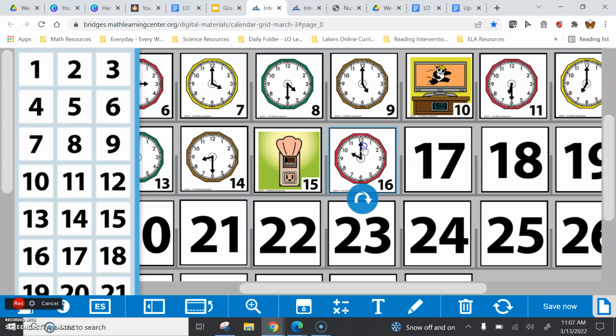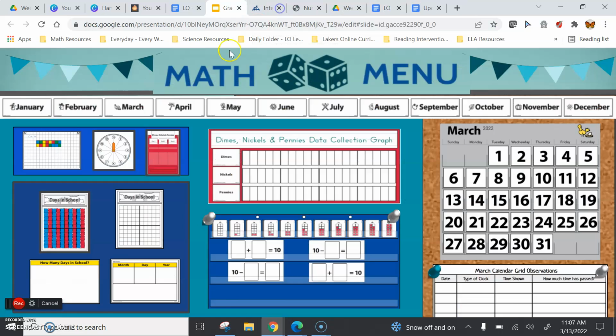To move from 9 o'clock to 10 o'clock, we're actually moving 5, 10, 15, 20, 25, 30, 35, 40, 45, 50, 55, 60. 60 minutes, which is equal to 1 hour. So 1 hour of time has gone by.